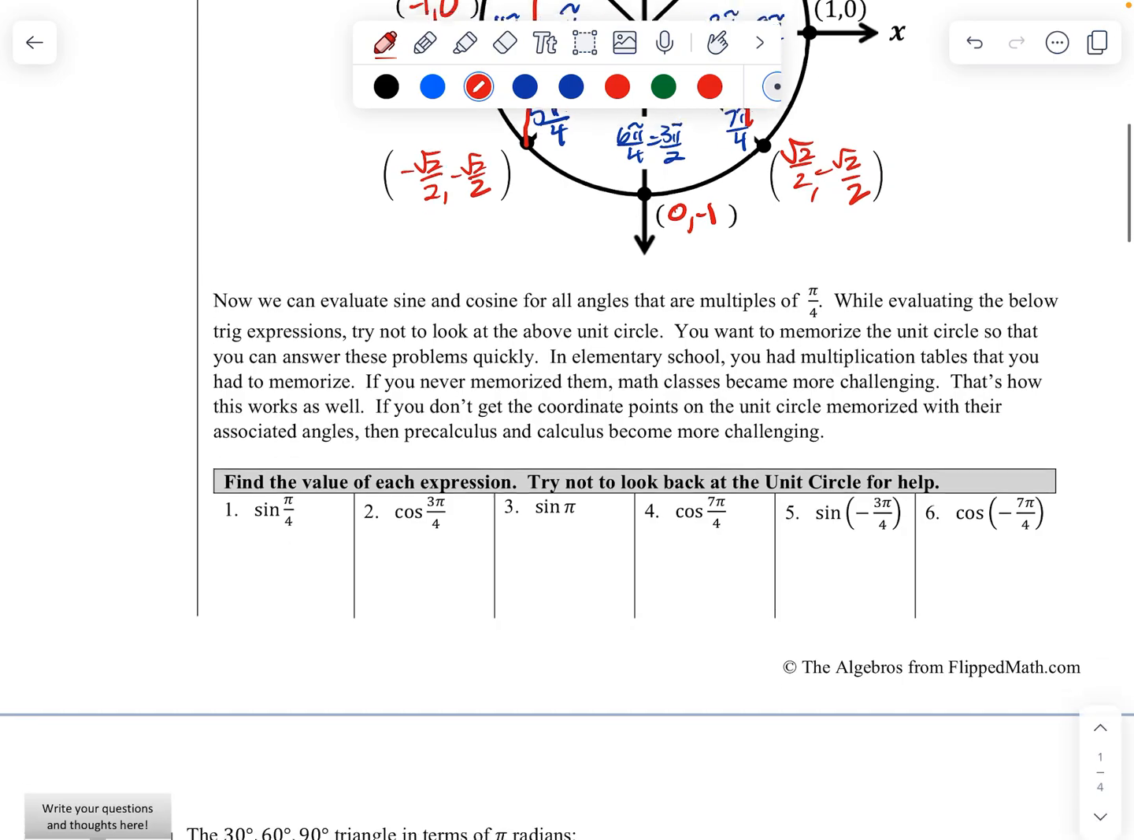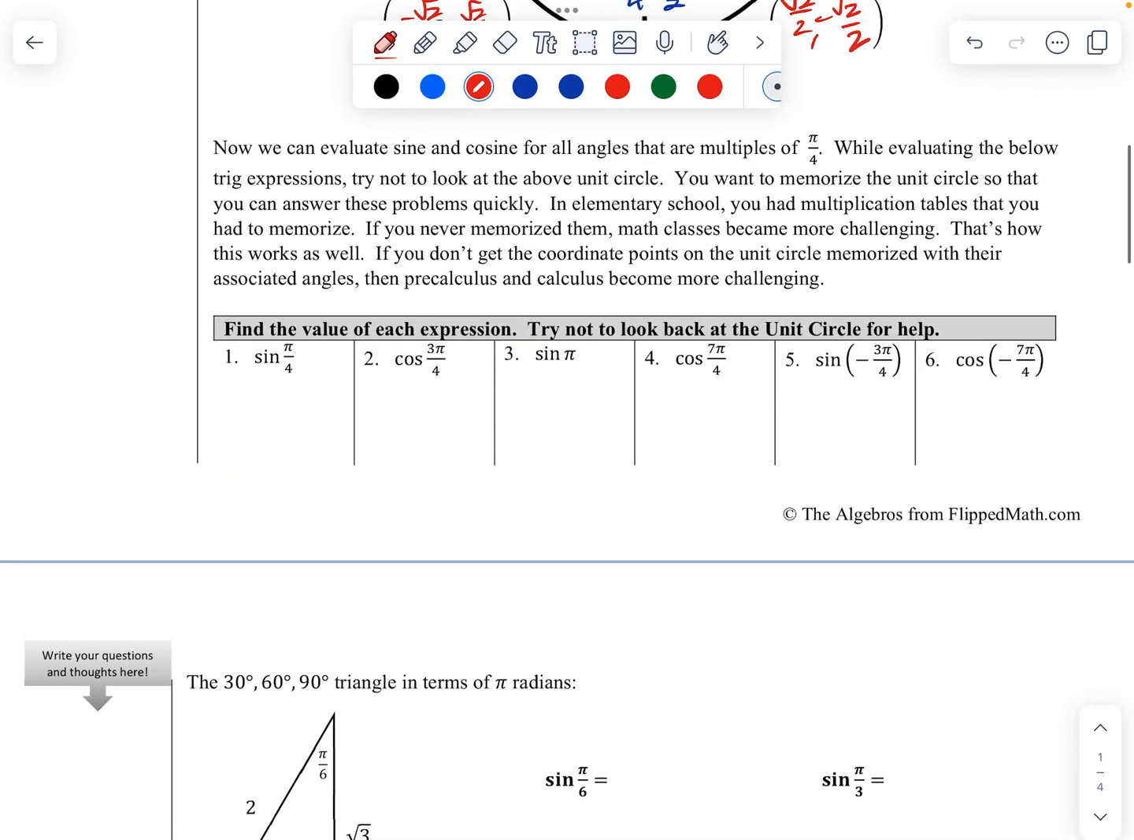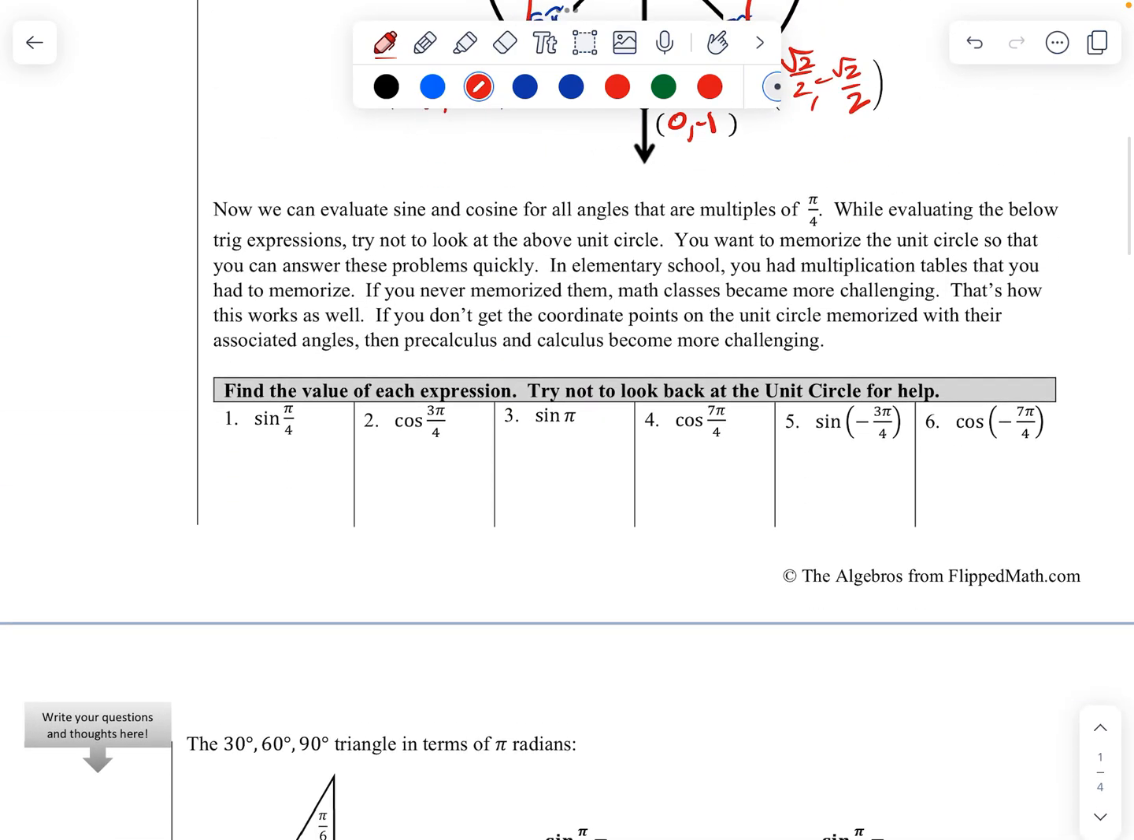So we're going to try and evaluate these. In class, what we did is we practiced some of these on our whiteboards. So take some time, pause, and see if you can know what these are without using that unit circle.